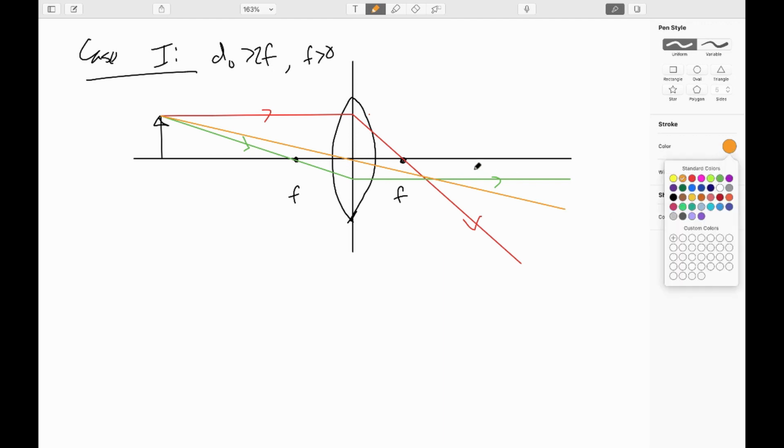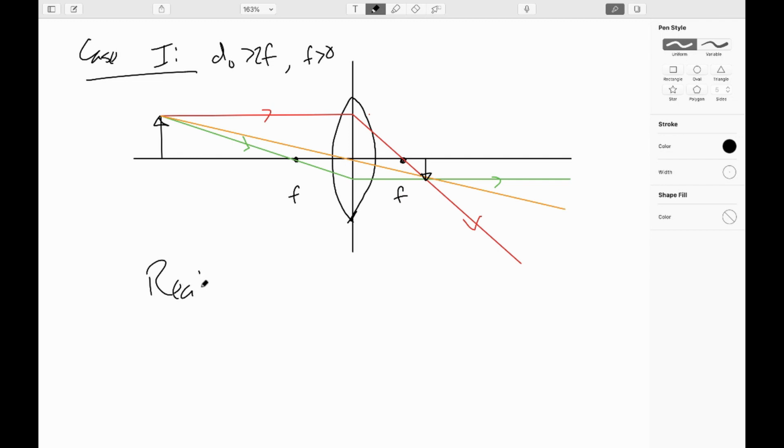Alrighty, and we see that all 3 rays basically came to the same spot. So we can use that to locate our image. And just like it was the case with mirrors, this is real, inverted, and minified.